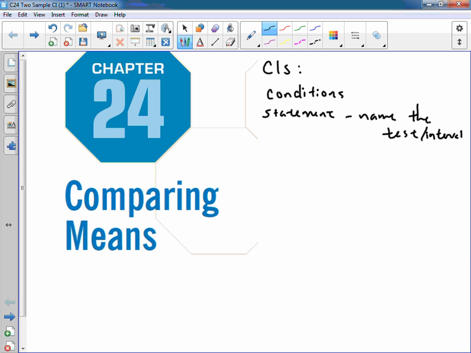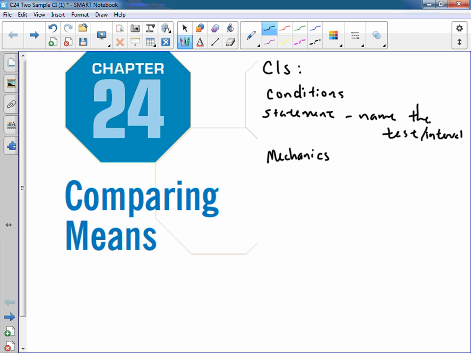Well, in the rubric somewhere, I guarantee it says for partial credit or for a point, something in there says: name the test or interval by name or formula. So you need to have that. It's important. It's not just something I keep telling you to do for fun. So we're going to name the test or the interval. After we do that, we do the mechanics.